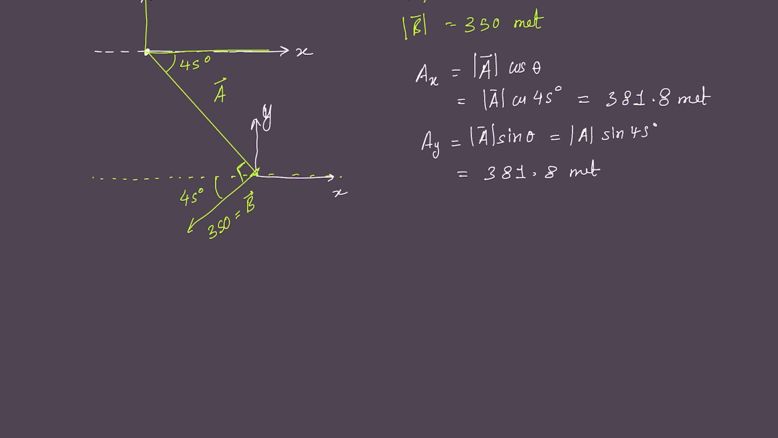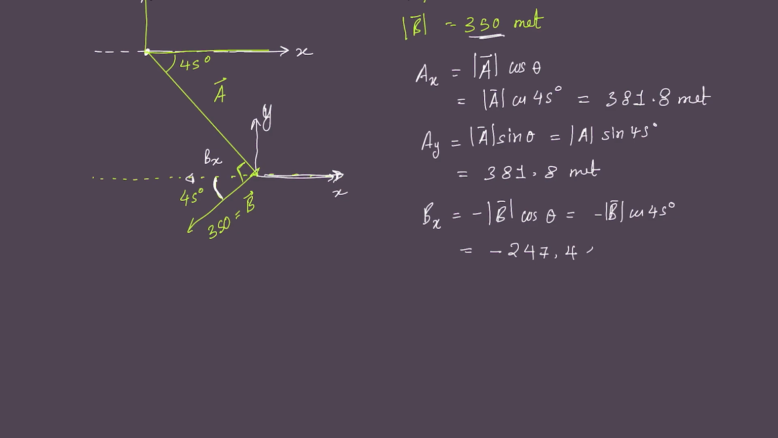The x component of B will be its magnitude times cosine of the angle that it makes with the x-axis, and the x-axis is right here. The angle is 45 degrees, but because the component is in the negative x direction, I need to write a negative in front of the magnitude. So it's going to be minus B cosine theta, that is minus B cosine of 45 degrees, where B is 350 meters. The answer will be minus 247.48 meters.